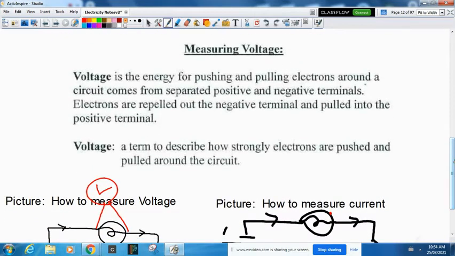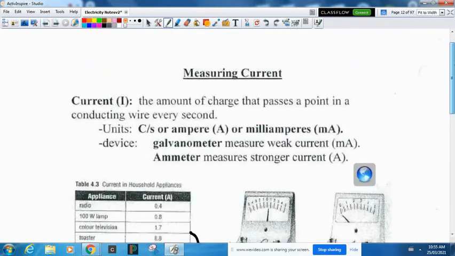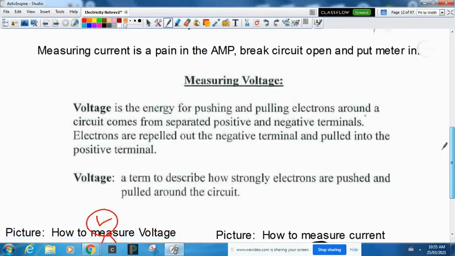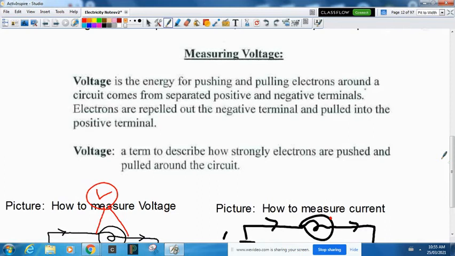But what is voltage? It's the push and pull of electrons. So current is how much charge is flowing by per second. Voltage is how strongly it's flowing. It's the push and pull of electrons around a circuit, from the separated positive and negative terminals. Electrons are repelled out the minus side and pulled towards the positive side. And voltage is a term used to describe how strongly the electrons are pushed and pulled around the circuit.